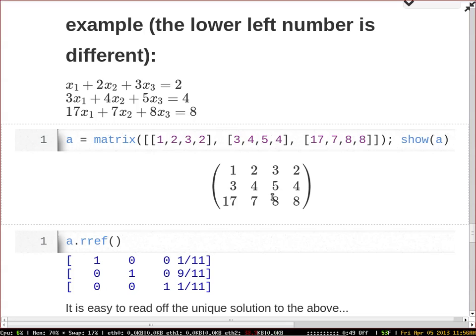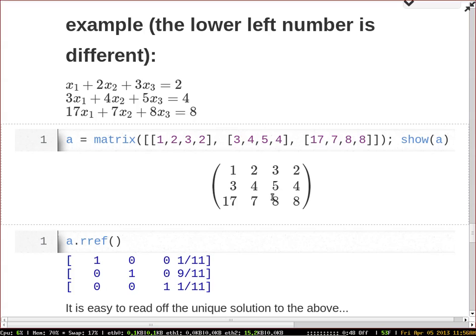I'll show you some examples of some random matrices that are just 10 by 10. All the numbers are really small in the input, and you'll see what the reduced row echelon form looks like. It's pretty ugly. There's a reason for that, which I will hopefully mention. But it's kind of hard to understand right now. So it's 1, 0, 0, and then 1/11, 0, 1, 0, 9/11, then 0, 0, 1, and then 1/11.